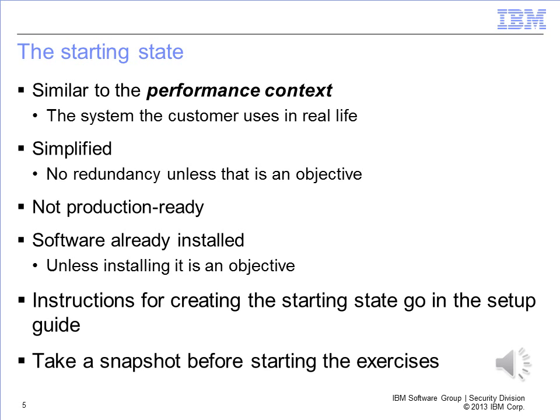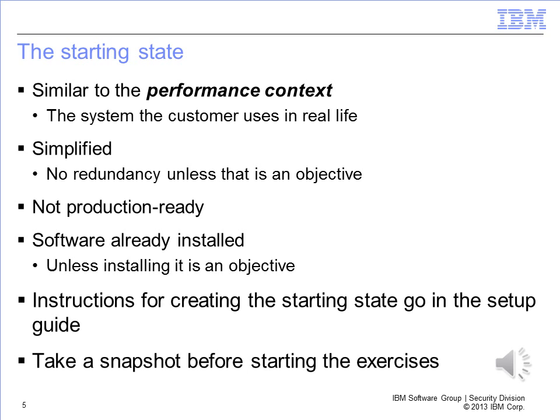It is significantly simplified. For example, unless our objective is specifically to teach how to do something with redundancy, we don't have redundancy because this is not production ready. It doesn't need high availability, it doesn't need high performance. Also, unless installing the software is part of the objective, we don't make the students worry about that. It comes with the software already installed.